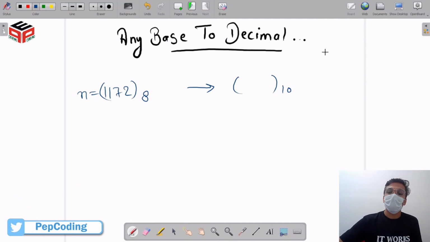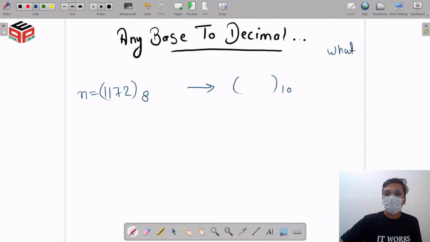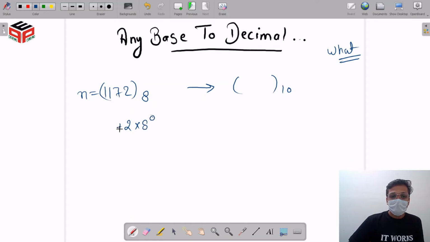So here we are going to take this number and multiply it by its place value. Then again we are going to take the second number and multiply it by its place value. Again we take a number and multiply by its place value, again by its place value. That is how we are going to do our conversion from any base to decimal. So let's see how we are going to approach this question.